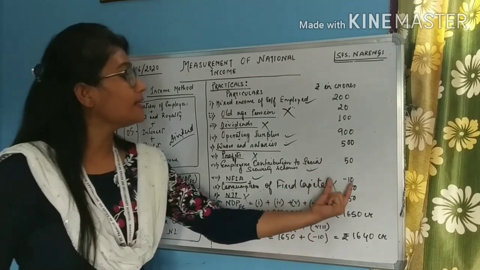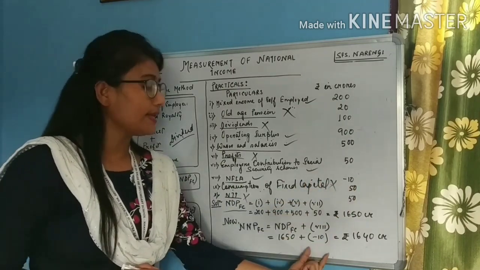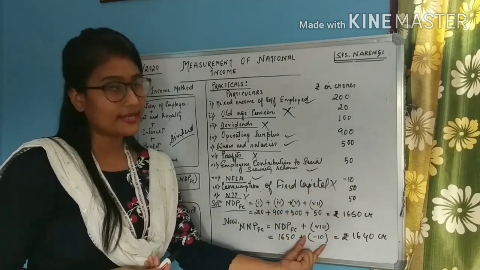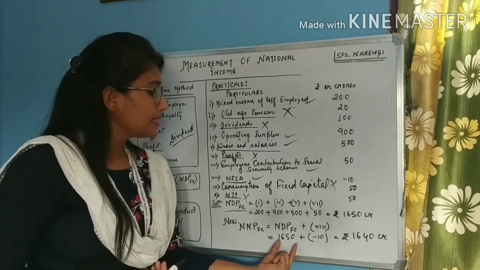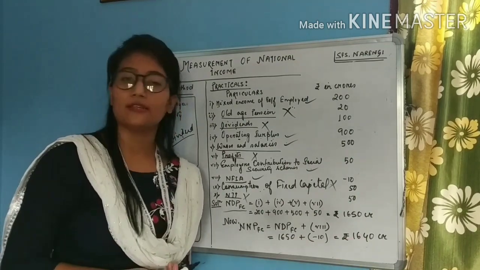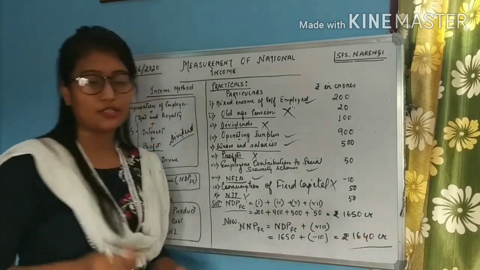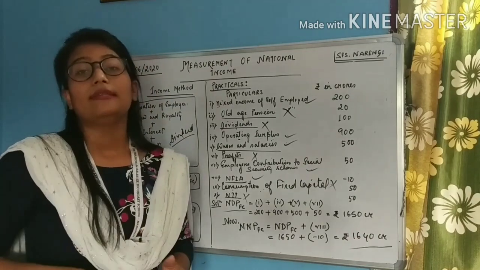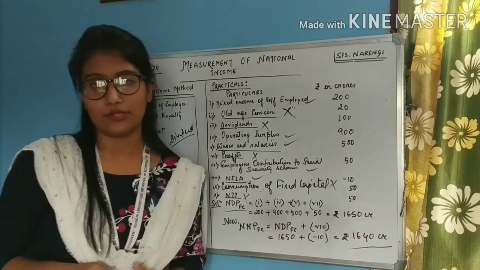So since it is a negative value, even though we are adding, it will automatically get subtracted. So what will happen? 1650 minus 10, 1640. So this is the value of the national income or the net national product at factor cost.